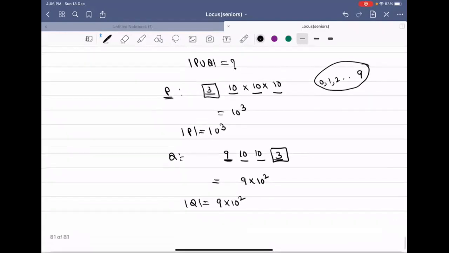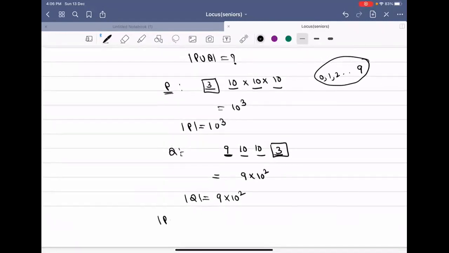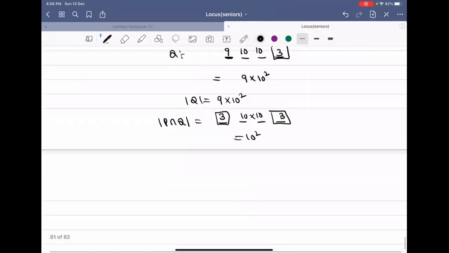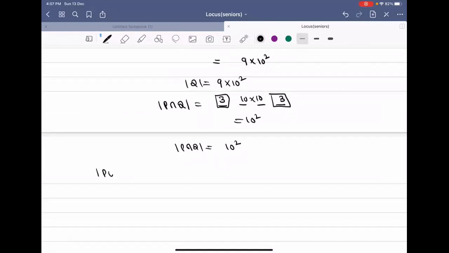Now we find the intersection and union. We need P intersection Q. What is P intersection Q? A 4-digit number that begins with 3 as well as ends with 3. How many numbers? 10 into 10, that is 10 square. Therefore, the number of elements in P intersection Q is 10 square. The final answer we need is P union Q.